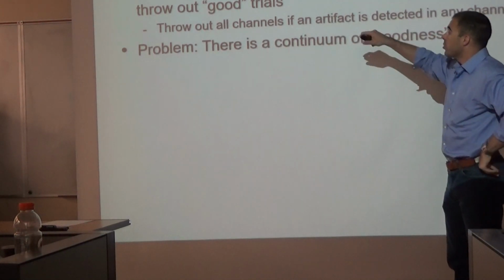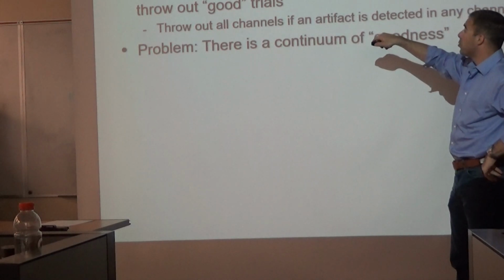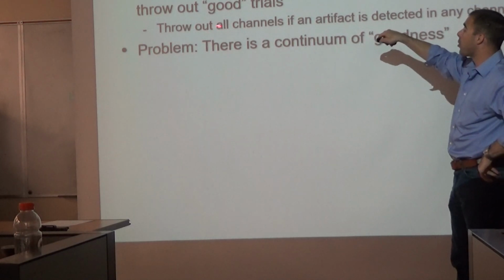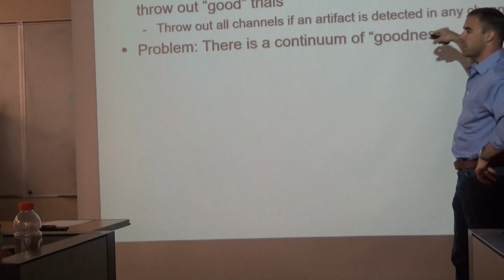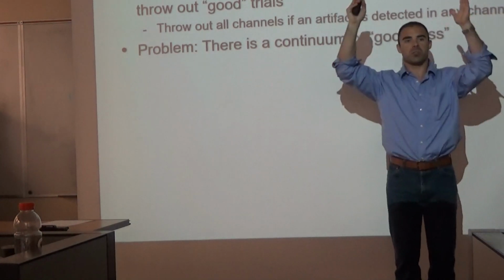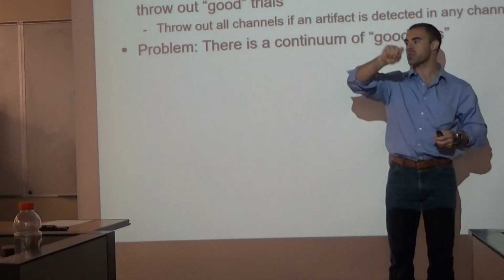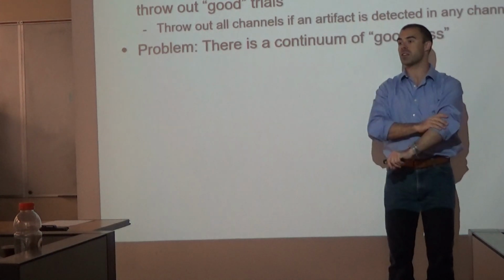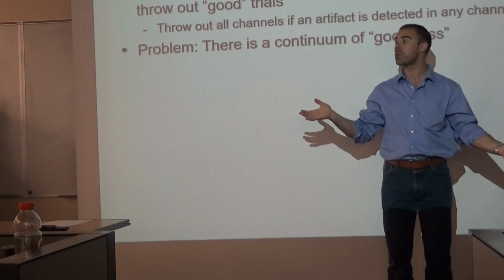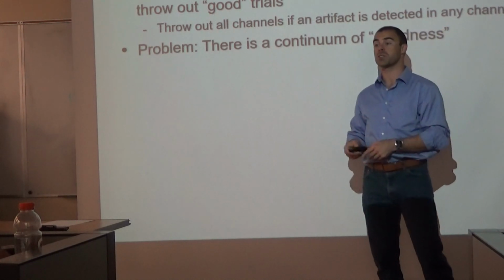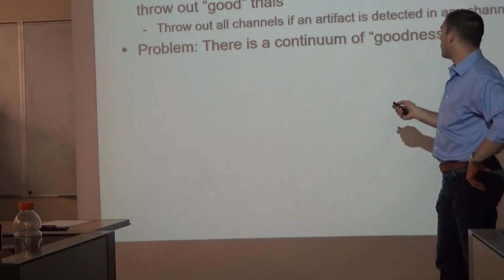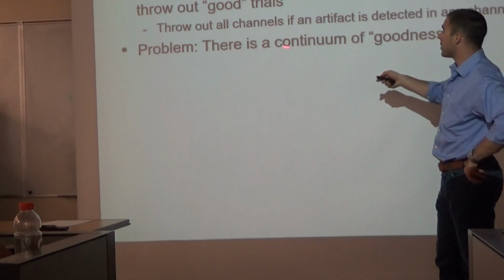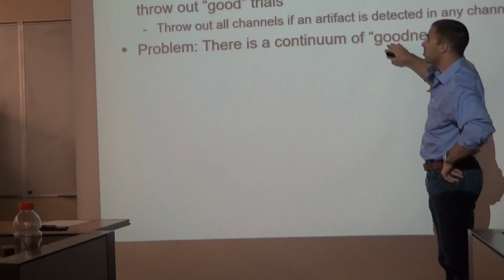And so you could do one thing, which is basically throw out all the channels if there's an artifact detected in any channel. Okay, so during a particular trial, if there's a blink or there's something happening in one of the 32 sites, you just say, oh, we can't keep this one. So you've got to throw that trial out. That's one thing you can do. That's just basic artifact rejection. Okay, but the problem with that is that there's what you might call a continuum of goodness.